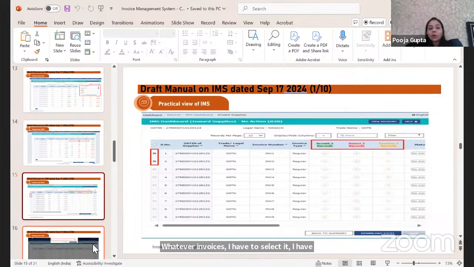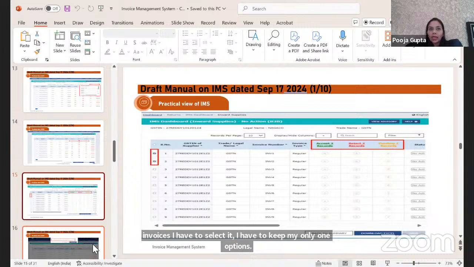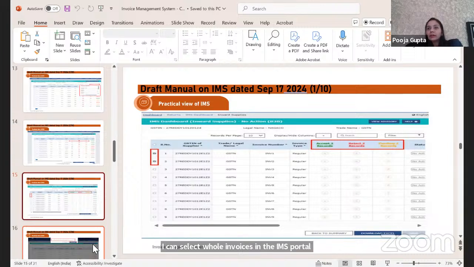I can select whole invoices in the IMS portal at one time. I can select whatever invoices are appearing in my current page. I can select the current page as well. I can select some of the records. Likewise, in that screen, I am able to see 9 invoices there.